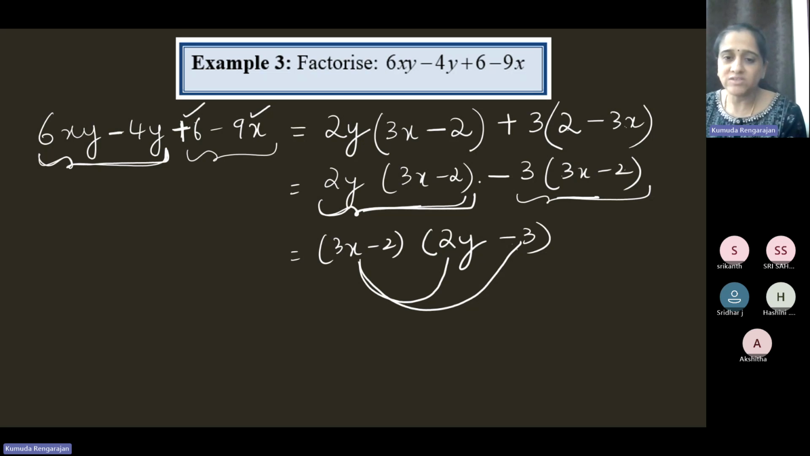So it's like 3x minus 2, 3x minus 2. Just write it once here, and then write these two, 2y minus 3, in another bracket. Put this 2y minus 3 in another bracket. That's it.